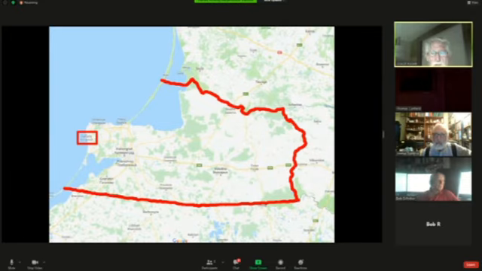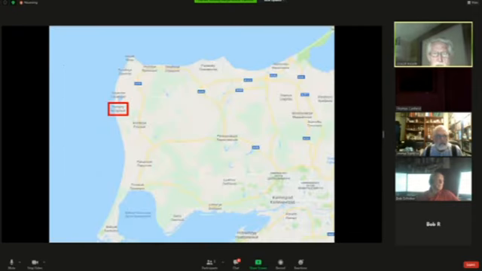So here is a close-up of this enclave, and you see there, Kaliningrad is the modern name for the city there, the Russian name for it. And then on the coast, you see Yantarny in the red rectangle. And here's a close-up giving more detail of the geography of the area.